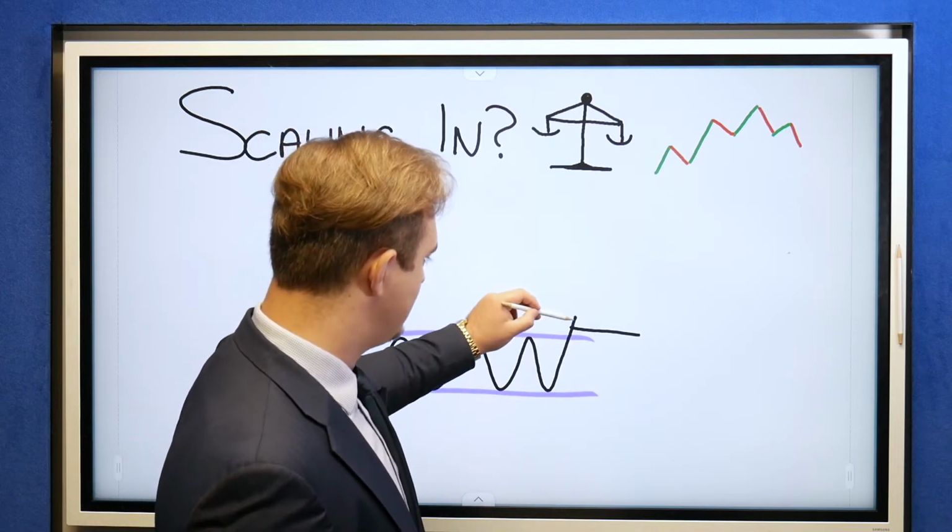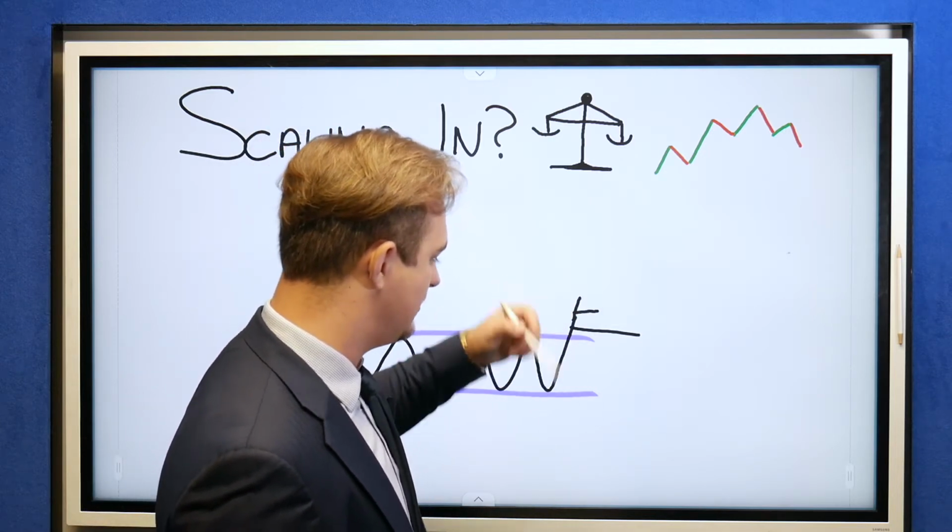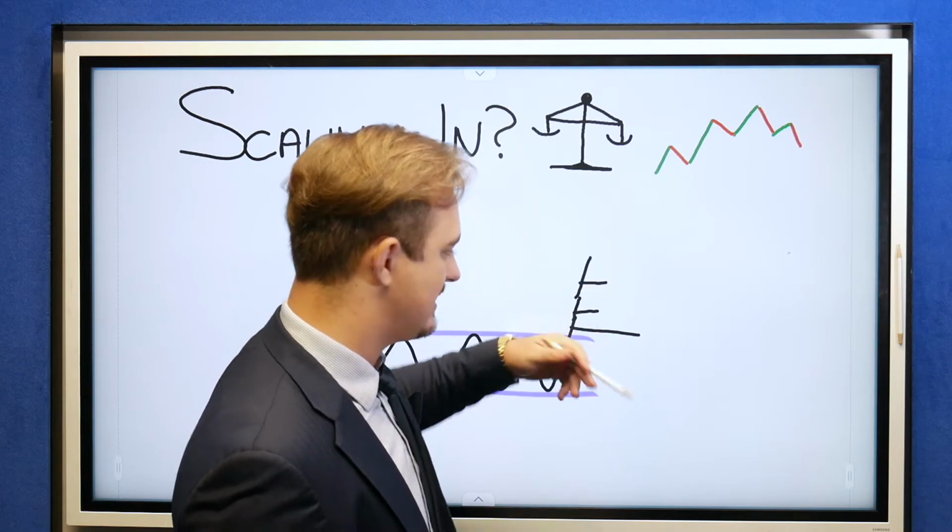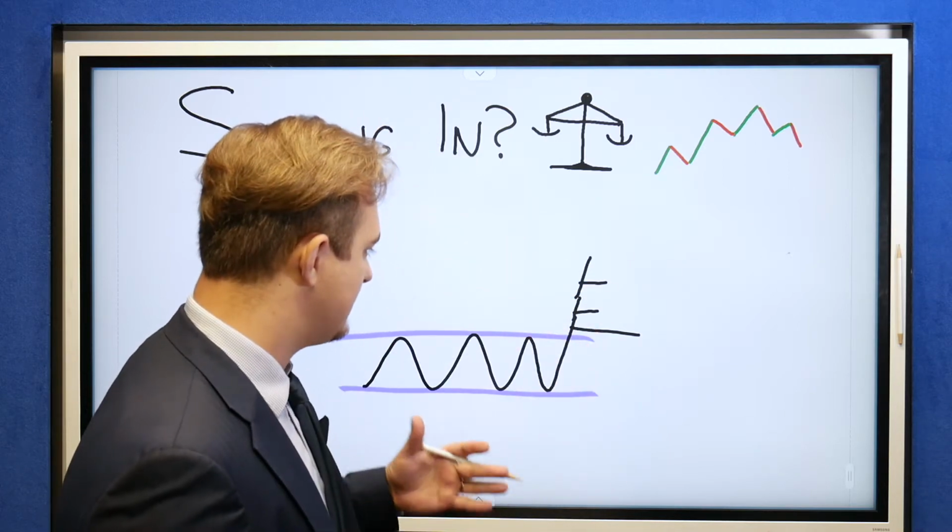And then what happens is the market starts to move further higher, and people start to pile on their trades as this market moves further higher. And a lot of people think this is scaling in properly.